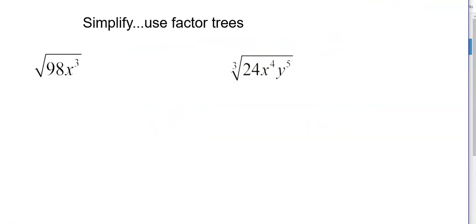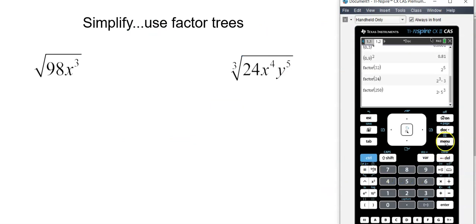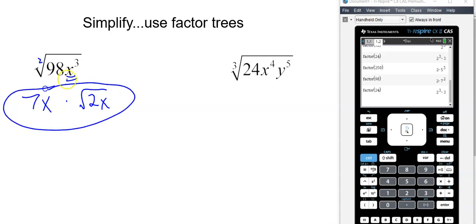Simplify, use factor trees, or factor in your calculator. So menu 2398 and menu 2324. This one is 2 times 7 squared, right? So the 7 squared, the 7 is going to come out because I'm looking for 2 of anything here. But underneath the radical, we still have a 2. I have 3 x's, I only need 2 of them. So one x is going to come out. The x squared part simplifies, but there's an x left over. So my answer would be that.